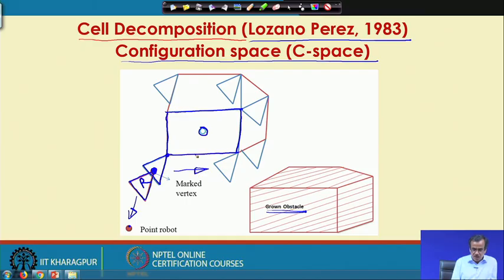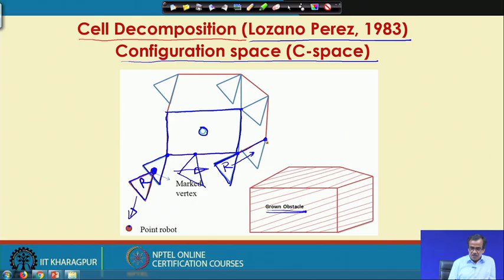So, the robot is going to slide in this direction. There is a possibility this will be the position, and once again it slides, and after some time it will reach this point. This is the marked vertex, and once it has reached this, the robot R can slide along this edge. So, it can slide in this particular direction.